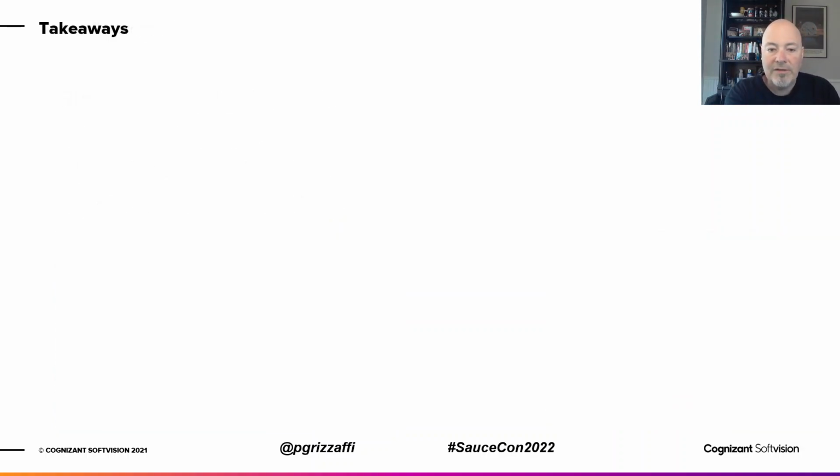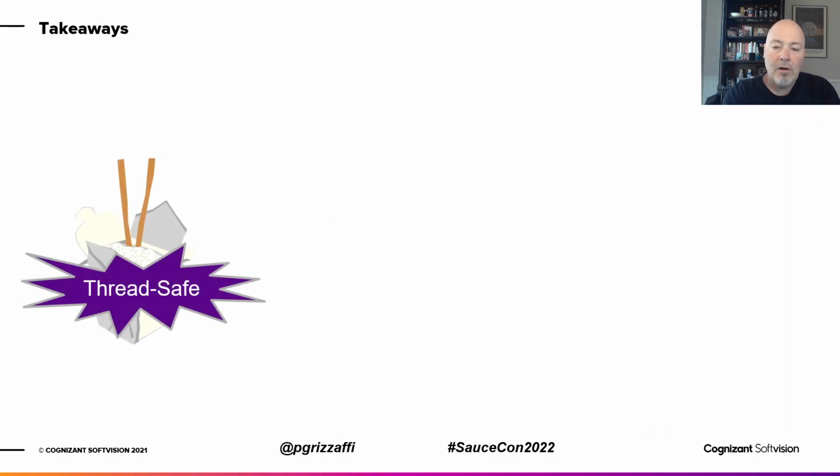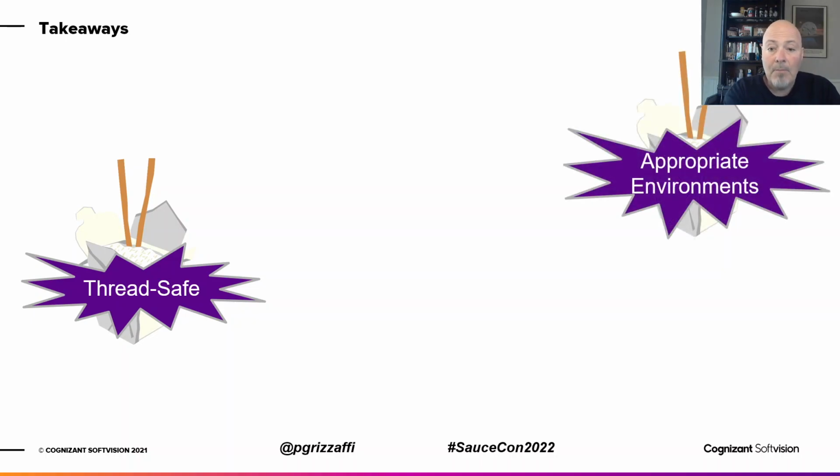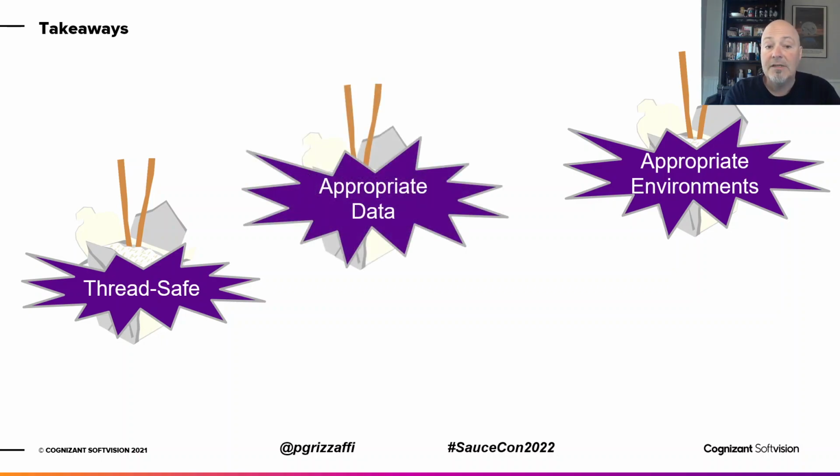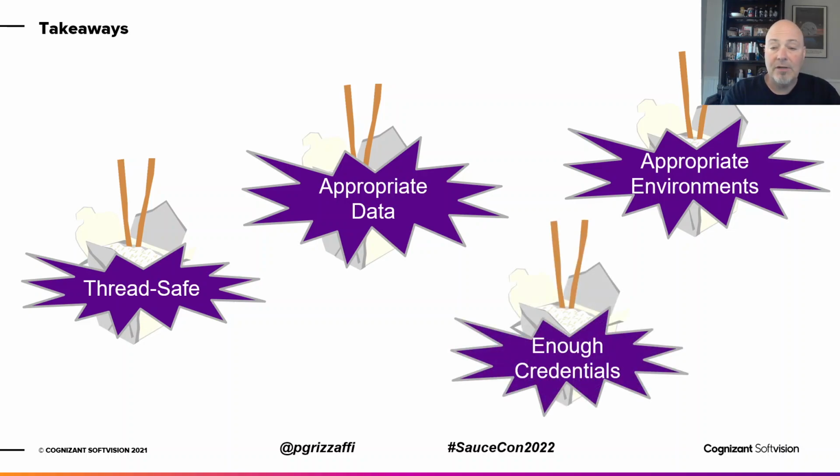So just a handful of takeaways here for you. When we are talking about concurrency, make sure we are using software that is thread safe and creating software that is thread safe. Make sure that we have appropriate environments, execution environments, data environments, all these other things, because the data does matter. We have to make sure we have enough data, it's appropriate, it's segmented off appropriately, and that we have enough credentials.